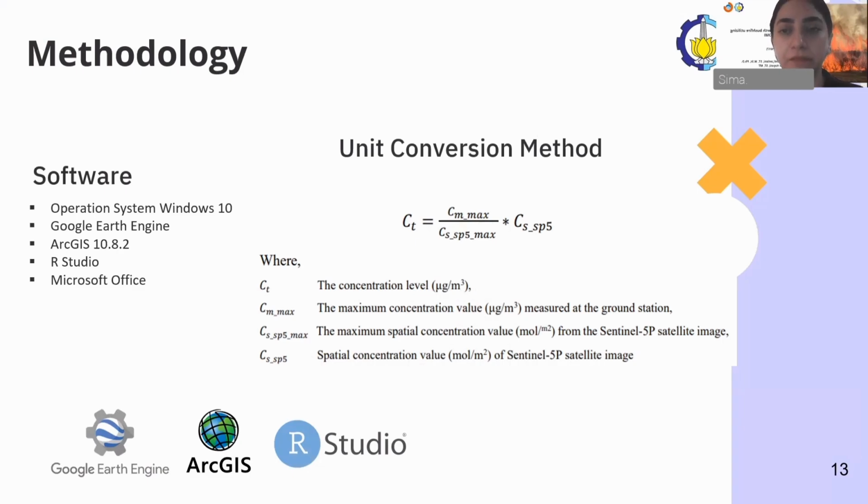The unit conversion method is shown here. In fact, it interpolates the ground and satellite data by dividing the maximum value of the ground by the maximum value of the satellite imagery and multiplying it by the satellite imagery. And in fact, it shows how many times the ground data are bigger than the satellite imagery.